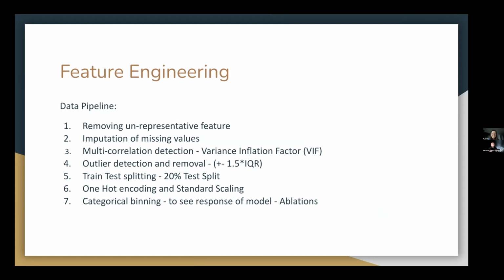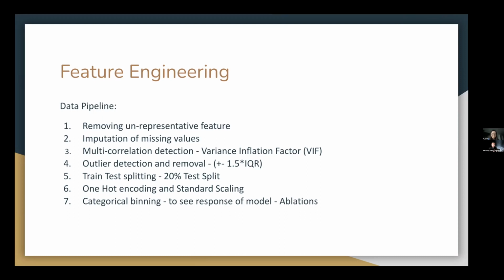We imputed the missing values using techniques specified in class. Also, we looked at the multicollinearity between different features using VIF scores, variance inflation factor scores. Then we did some outlier detection and removal using 1.5 times the IQR as our lower and upper bounds. We split our dataset into 20% test and 80% training.